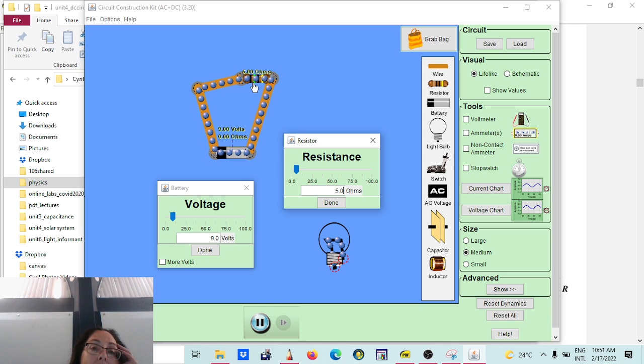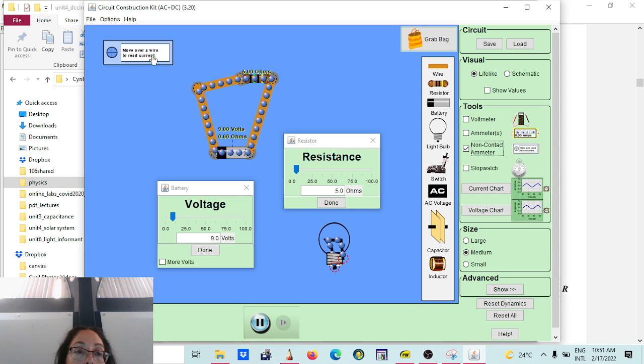So 5 ohms, and we're going to see that next, but the unit for resistance is ohms. 9 volts, and let's measure the current. Okay, what do you see here?